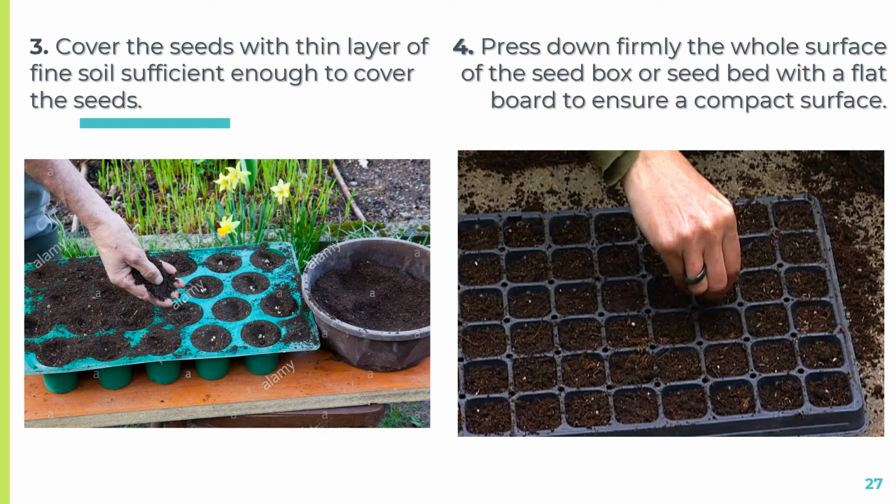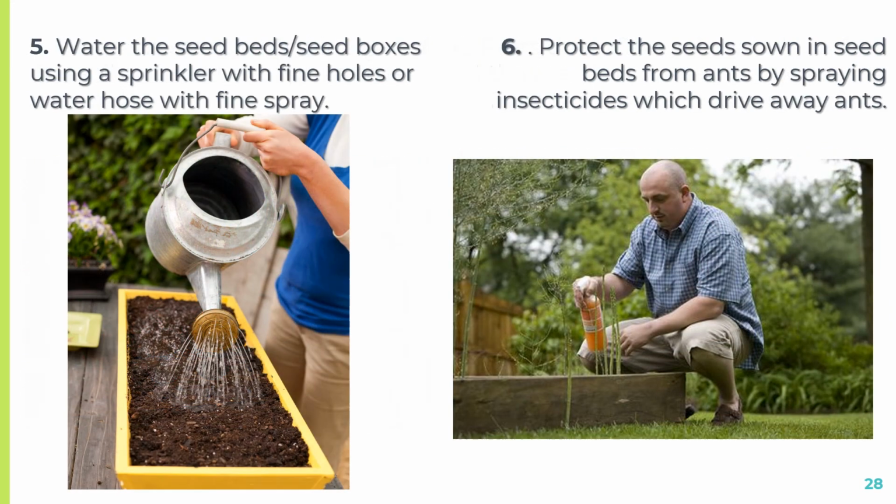And then number 5, water the seed beds or seed boxes using a sprinkler with fine holes or a water hose with fine spray. So this is the illustration of the number 5 step.